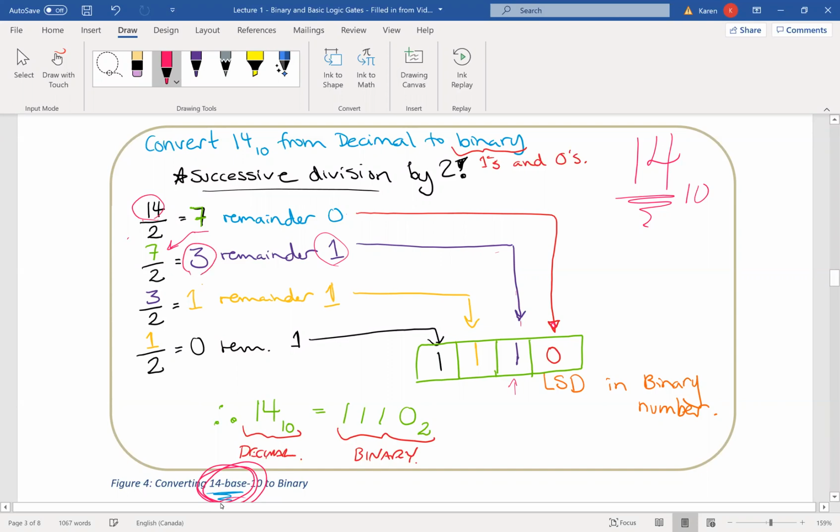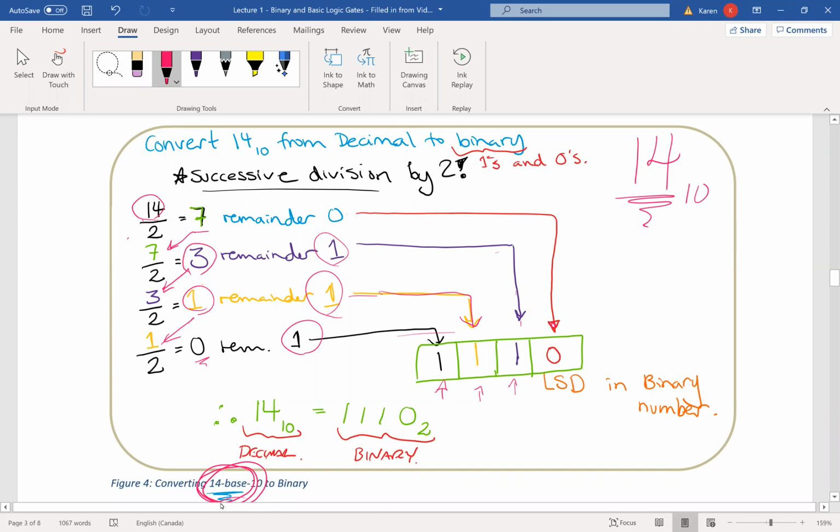Take that 3, divide it by 2. Does it have a remainder? Yes. Steal it for your next digit. Take that 1, divide by 2. Does it have a remainder? Yes. And steal that for your last digit. Now you've got to the point where you have nothing here. So you have finished your division.